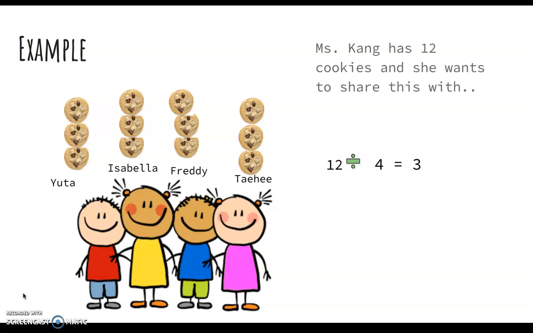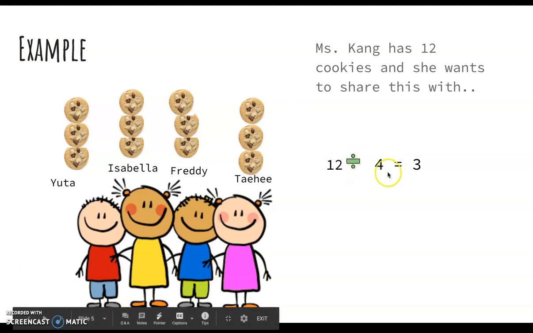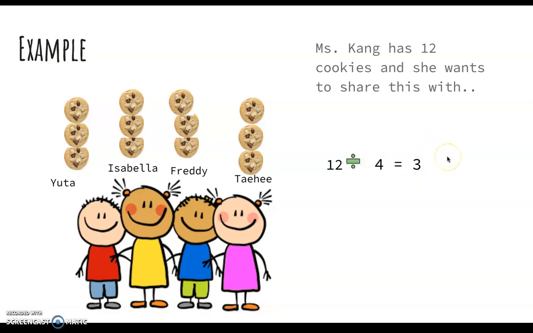So let's look at our division sentence. 12 divided by 4. 12 means the number of cookies, and I'm sharing this with 4 friends. So each friend will get 3 cookies.